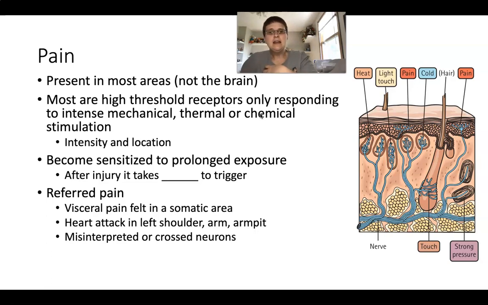So referred pain is where you have a pain coming from an internal organ, but the pain appears or feels like it's in another region on the surface.